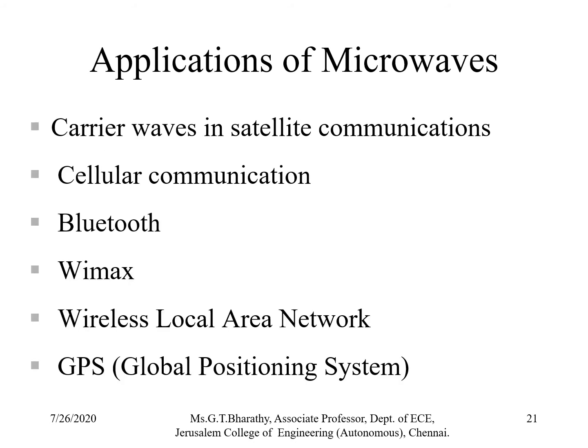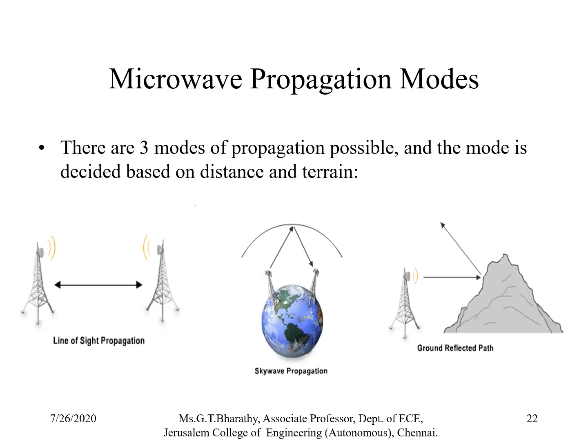Applications. There are numerous applications, of which I have listed a few: carrier waves in satellite communication. It is used in cellular communication, Bluetooth, WiMAX, WLAN, that is wireless local area network, and GPS, which is global positioning system. Then we saw the three basic modes of propagation in microwave, which is line of sight propagation, sky wave propagation and the ground wave propagation, also called as ground reflected path.